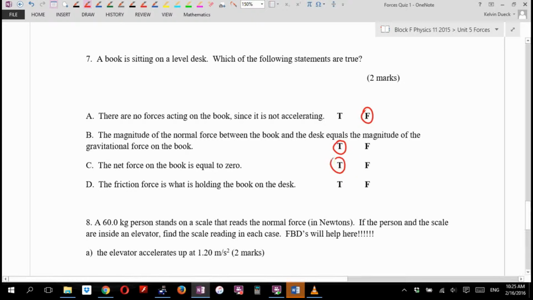Why is that true? That's what Newton's first law says. Is your binder accelerating? No? Well, then the net force is 0. Friction force is what's holding the book on the desk.